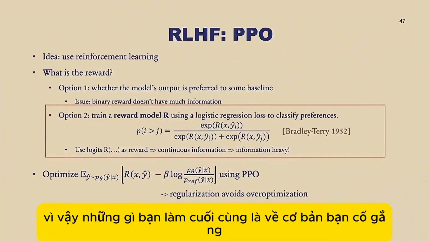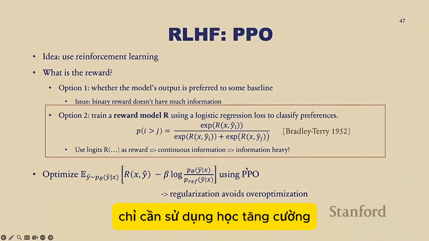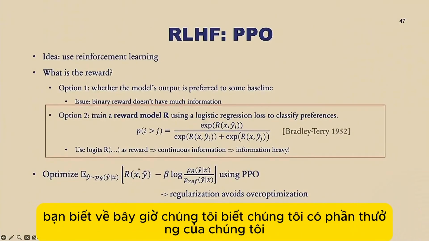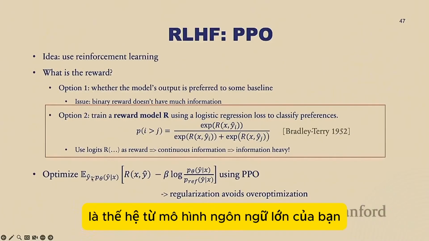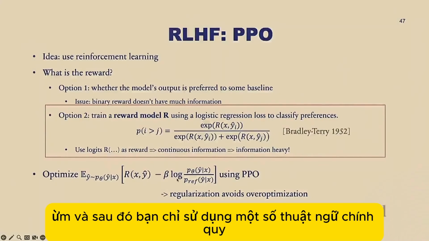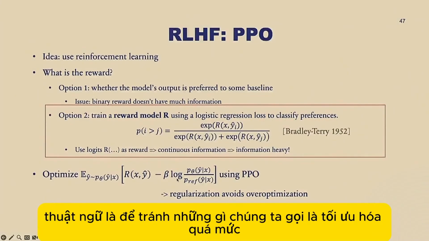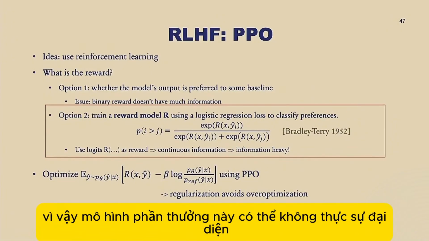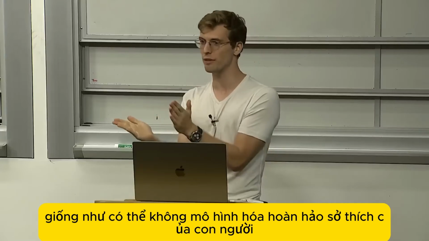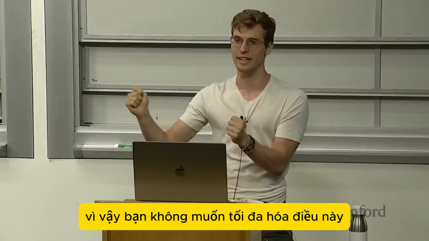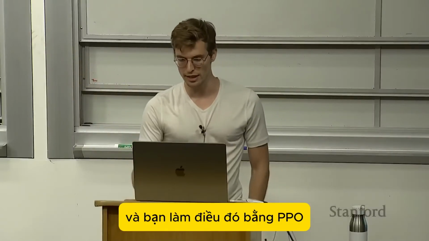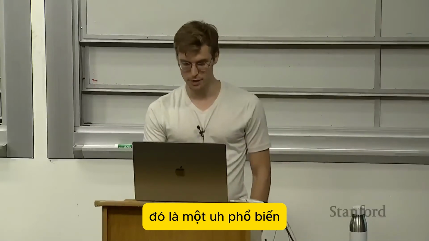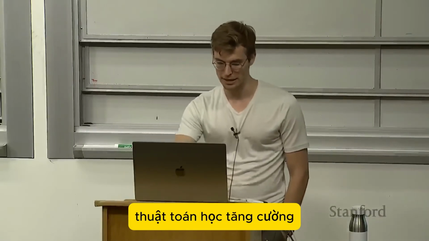So what you do at the end is that you basically just use the reinforcement learning that you know about. Now we have our reward. What you sample through is the generation from your large language model. And then you just use some regularization term. The reason we use this regularization term is for avoiding what we call over-optimization. This reward model might not perfectly model human preferences, so you don't want to maximize this thing to essentially infinity. And you do it using PPO, which is a common reinforcement learning algorithm.